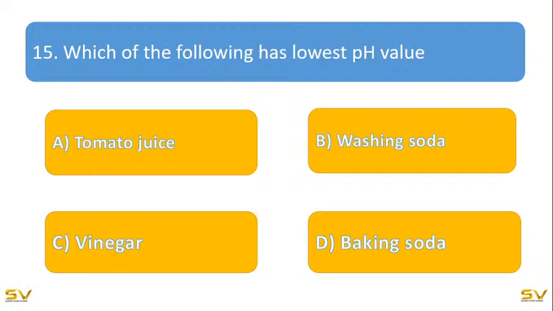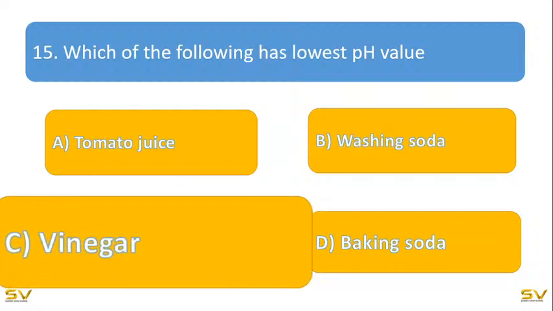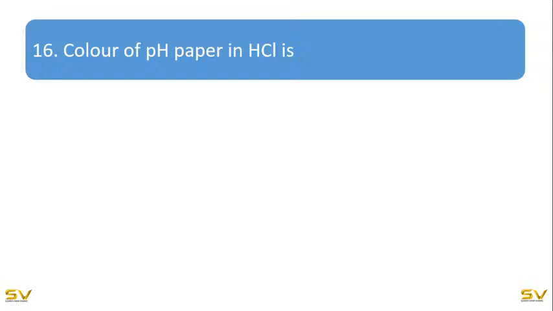Already you typed tomato juice, but it is vinegar. So vinegar is correct, because acetic acid is used for vinegar. This is the correct answer, because tomato juice has a higher pH than vinegar. So not tomato juice.